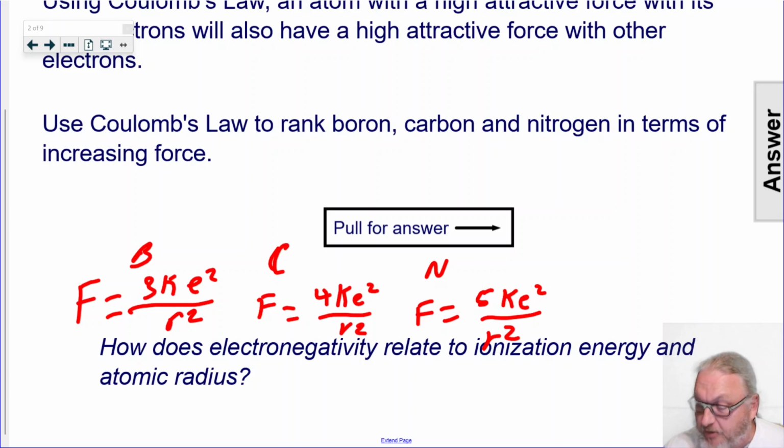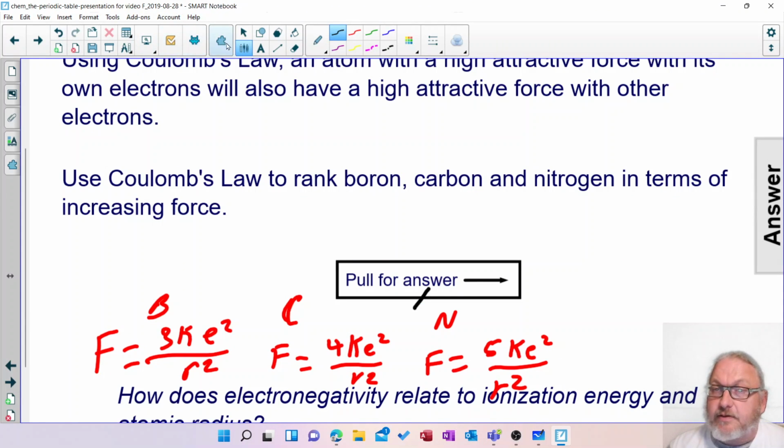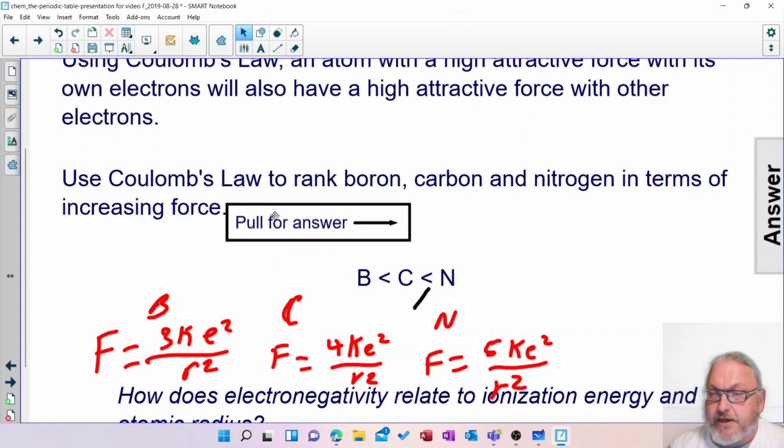So nitrogen has a higher Coulombic force. So that means what? Increasing force, boron would have less force. Let's see if we're right. Yes, boron would have less force holding on to its electrons than carbon, which would have less force than nitrogen.